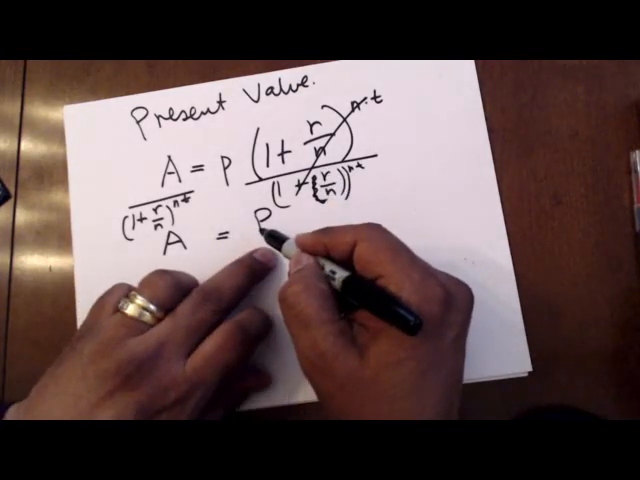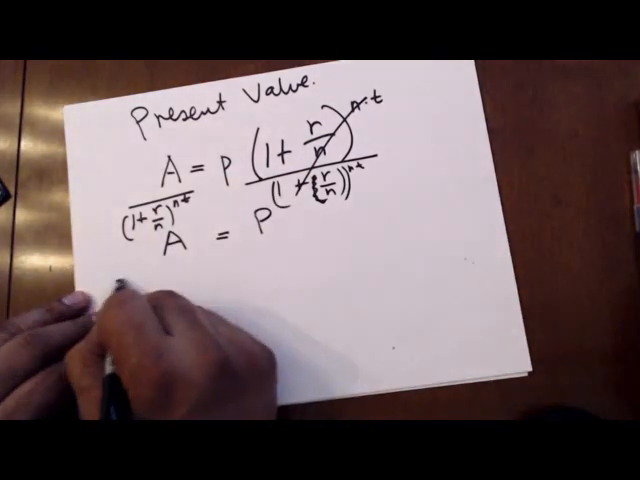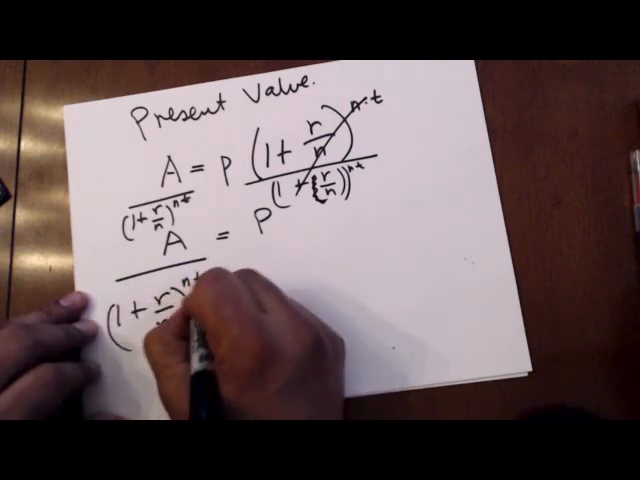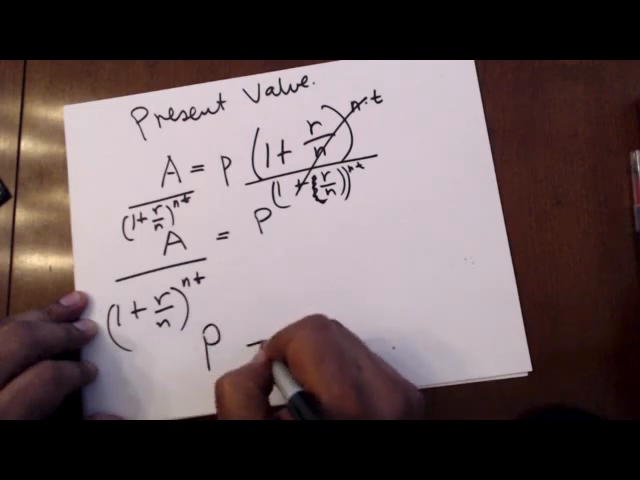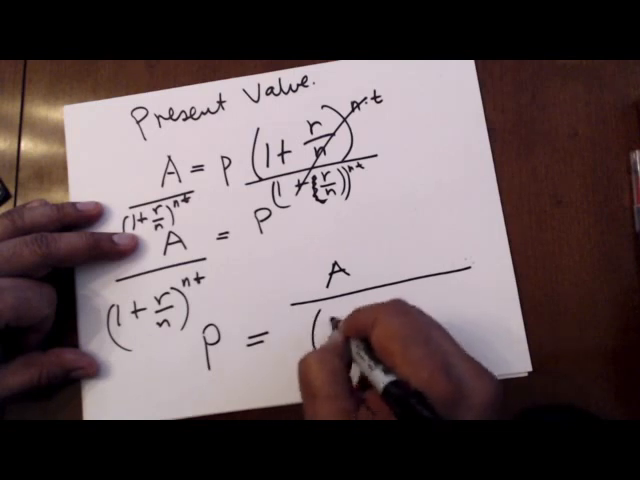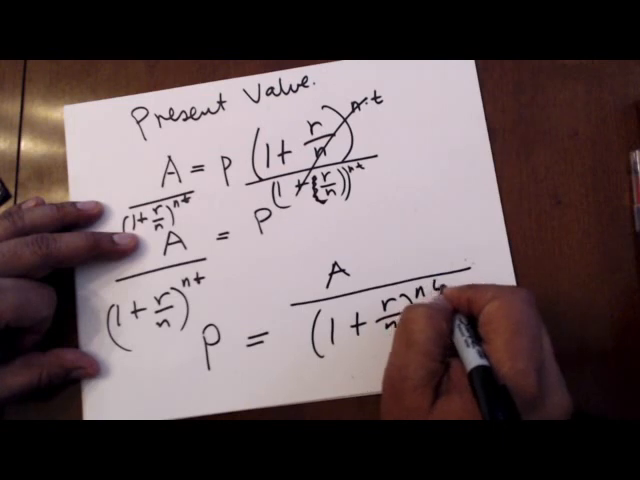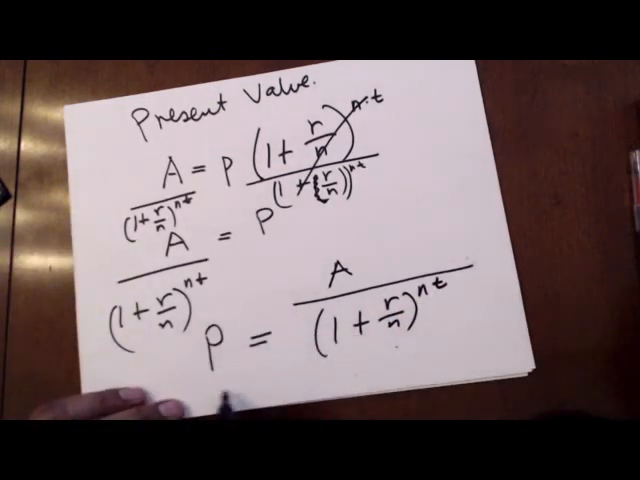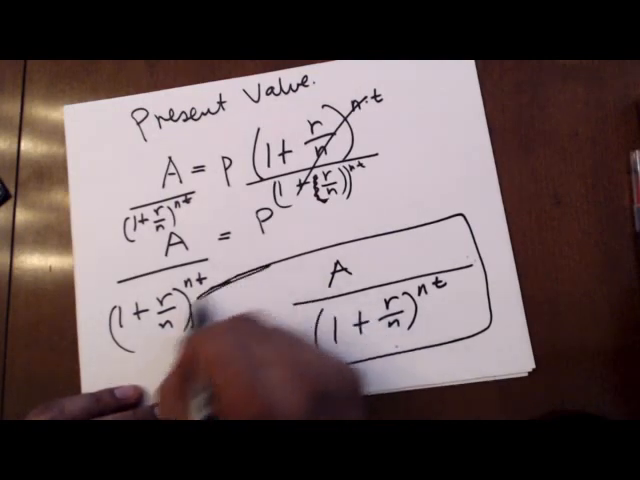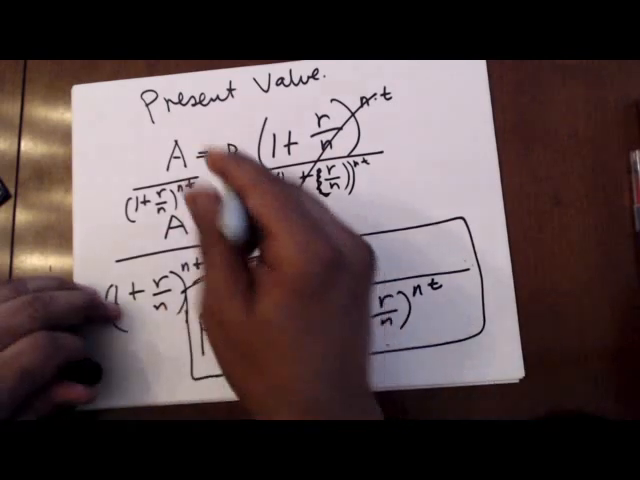And so our P then basically is equal to A over 1 plus r over n to the nt. So the present value, if you want to put it this way, is equal to A divided by 1 plus r over n to the nt. Okay, so this is your formula for the present value. This is something that you already know. We already did some algebra, and this is basically some of the manipulation that we can do. So this is the present value formula.